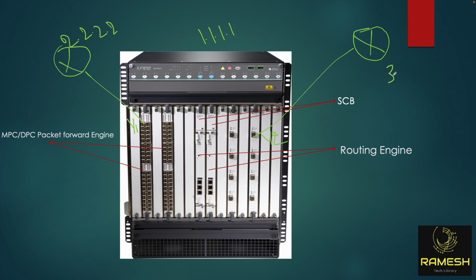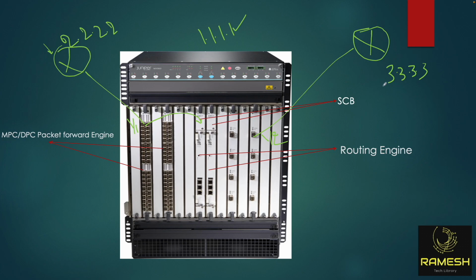This is 3.3.3.3. Suppose you are pinging 1.1.1.1 from this device, the packet will arrive on this interface. It will check that the destination IP address is 1.1.1.1, so it will send the traffic to the routing engine. Suppose you are pinging 3.3.3.3, it's transit traffic. It does not belong to this router, it belongs to some other router.